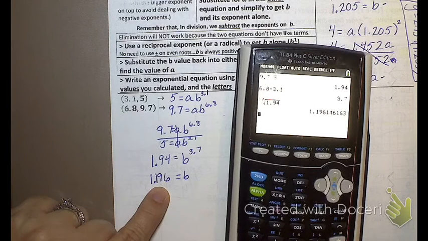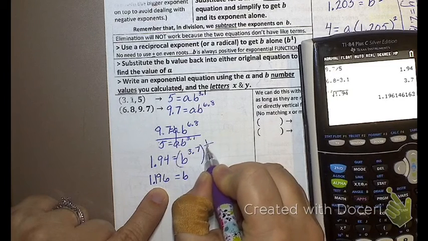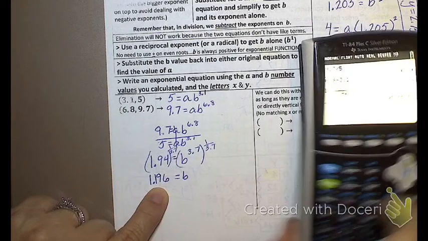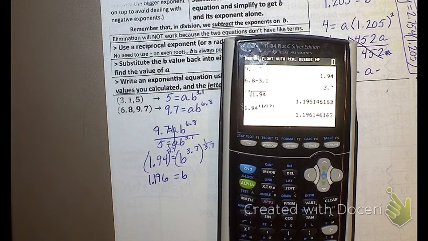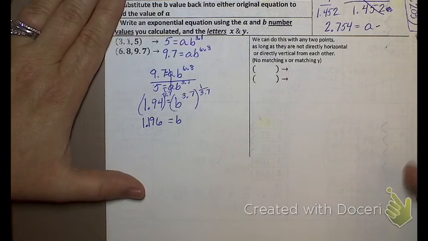Okay. If for some reason my calculator couldn't take a 3.7th root, because it's kind of funky, I could raise both sides to the reciprocal, which would be 1 over 3.7. So if I took that 1.94 and I raised it to the 1 over 3.7, I get the same number. So that's an alternate way of doing it if your calculator won't do that crazy index on a root. All right, I got B. What do I do now? Go back and find A.